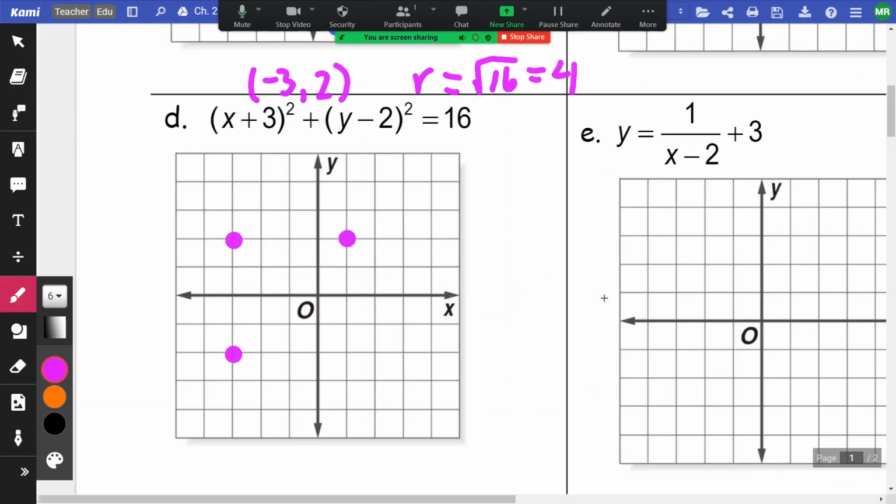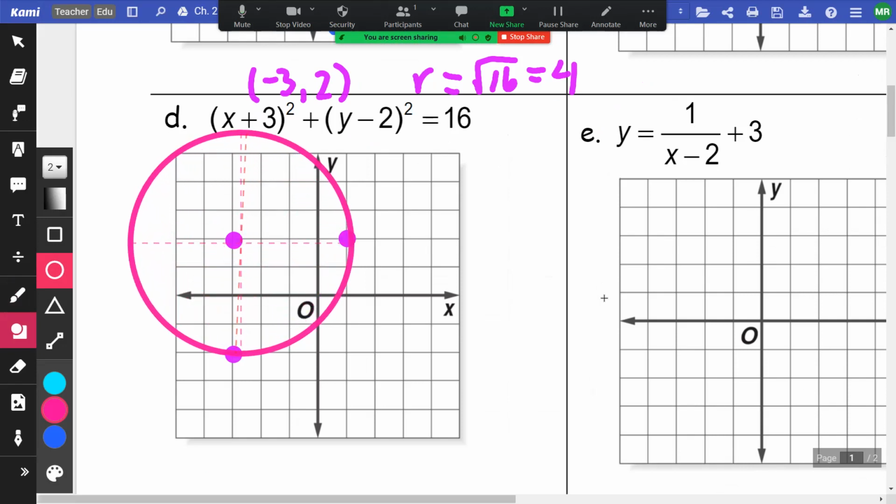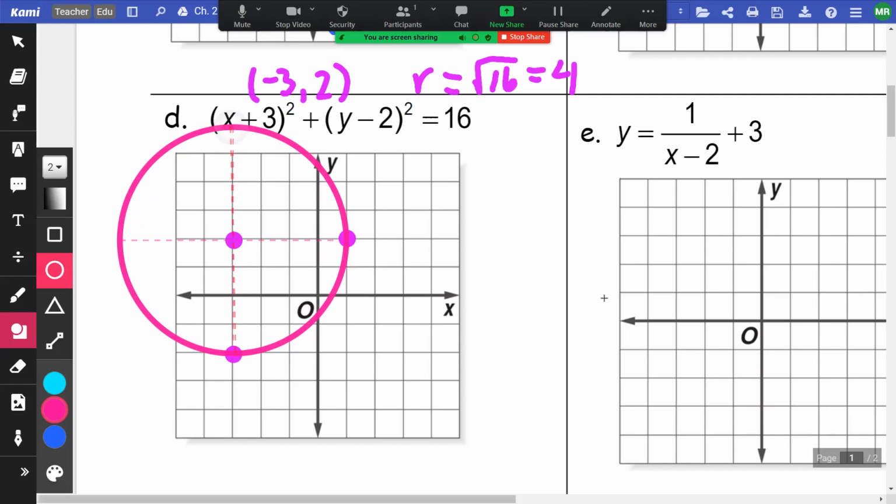But what I can do is I can come here and grab the circle. And if I hit shift while I do it, I am going to get a circle. I'm going to start at one of these points. Okay. And have it go through the center, and you see it goes through all of them, and there's my circle. So if I hit shift and use that, it actually will draw a circle for me. But if you don't hit shift, it's going to be an ellipse or an oval.